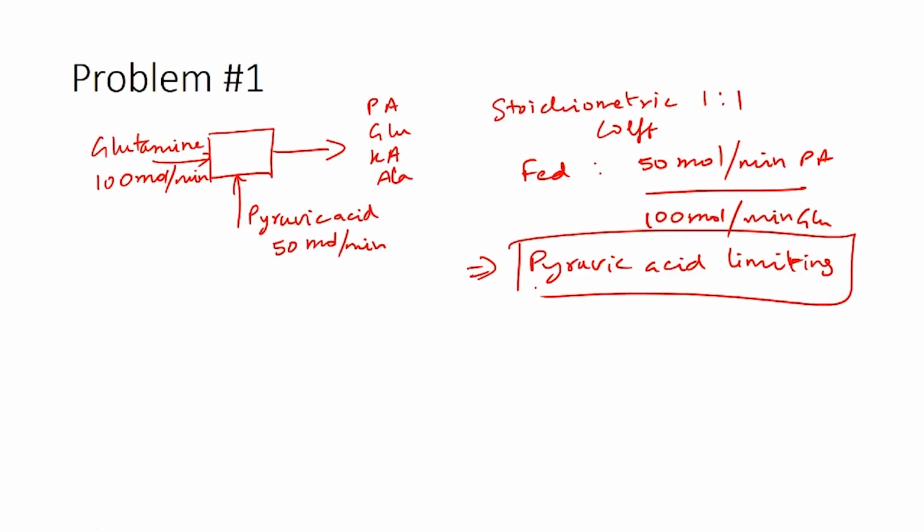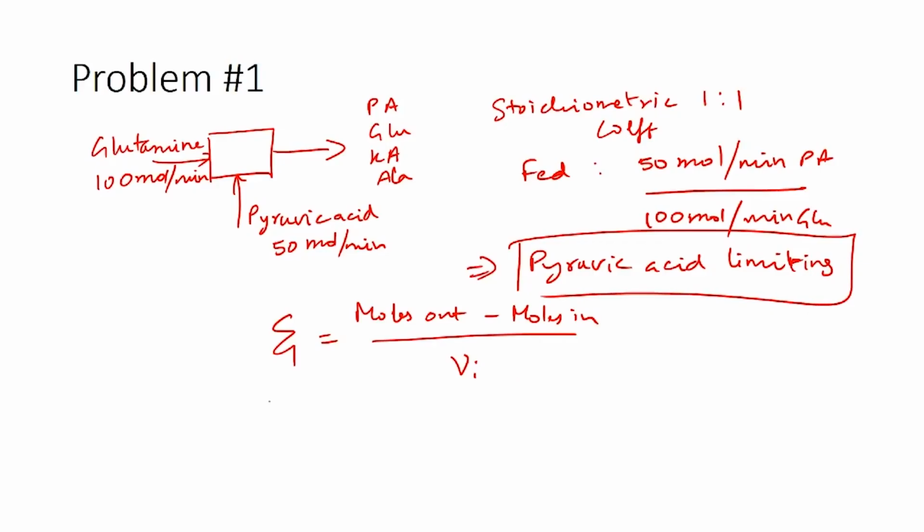Now the next thing is we need to calculate the conversions and the extent of reaction using glutamine and pyruvic acid. We have the extent of reaction definition as moles of a component out minus moles in, divided by the stoichiometric coefficient of that particular component. Here we are looking at the reactants, glutamine and pyruvic acid, which means the stoichiometric coefficients would be -1. So we need to identify moles coming out for glutamine and pyruvic acid to calculate the extent of reaction.